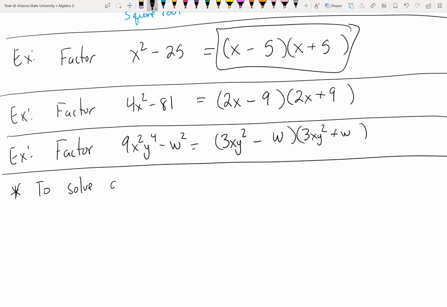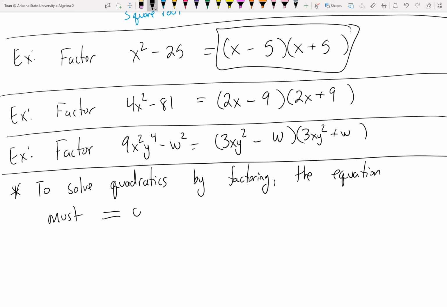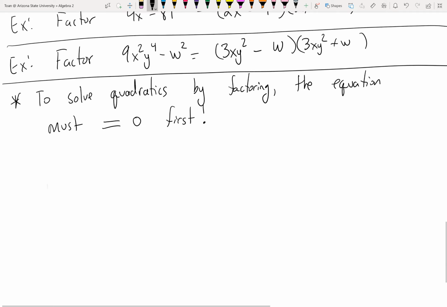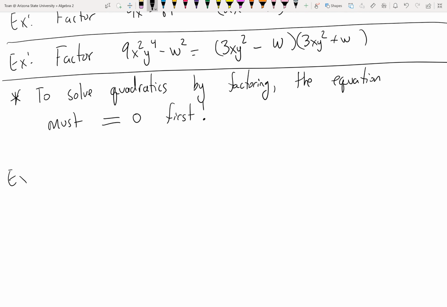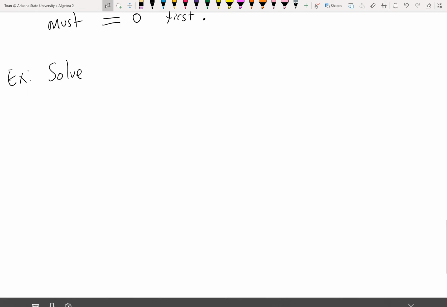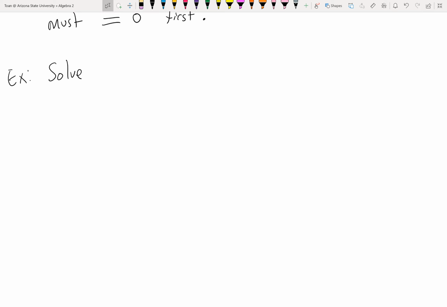To solve quadratics by factoring, the equation must equal 0 first. If that is not true, you might have to do a little bit of rewriting. For example, what if I ask you to solve, not factor? Notice the instruction doesn't say factor, it says solve. What if I ask you to solve, let's see here, let's find a good example.